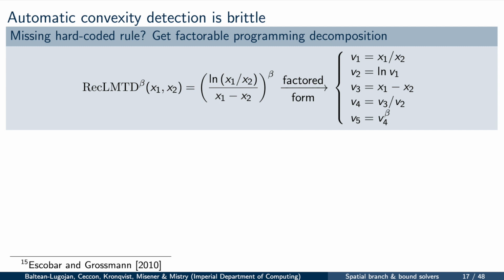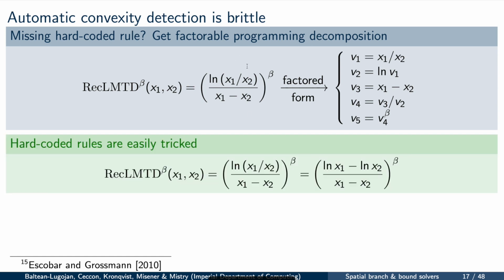And the example that I'm going to use, again, is this reciprocal of LMTD, and it's not going to be easy to find that we have a very simple convex structure here. So what if we just hard-coded it, said basically, this is a convex form? Well, the problem is that that's brittle as well. Hard-coded rules are easily tricked.